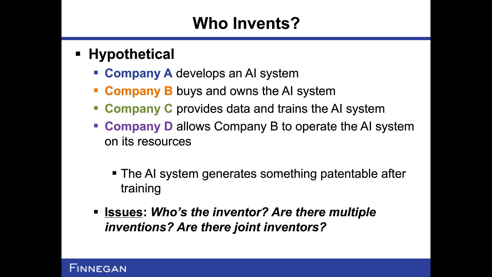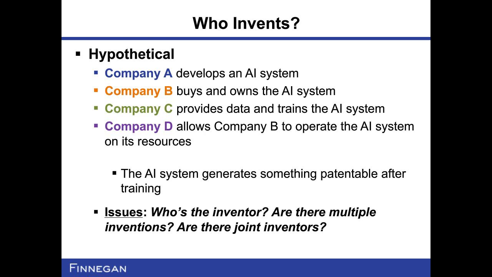So the question becomes, did the individuals at company B identify a problem and develop a plan to solve that problem, which may have included selecting data from company C to train the AI to help solve the problem? Or did company C select the data that trained the AI in a manner that contributed to the AI producing the subject matter of invention to qualify as inventors?